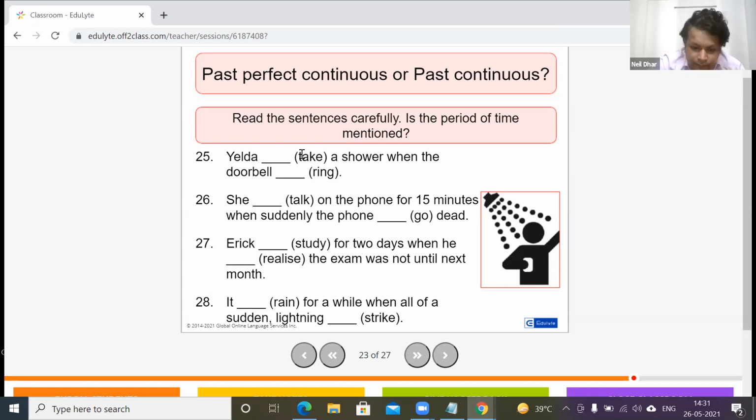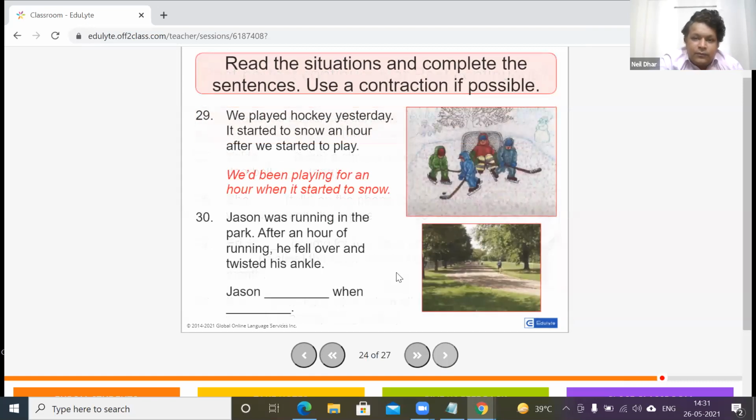It was raining for a while when all of a sudden lightning struck. So we can use simple past. It rained for a while when all of a sudden lightning struck, because now the duration is not mentioned. Okay, moving on.